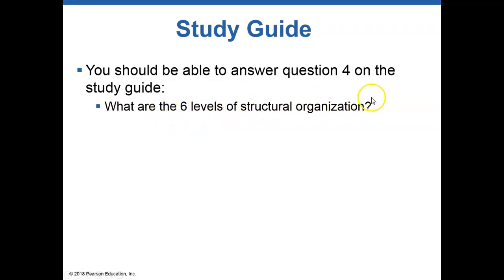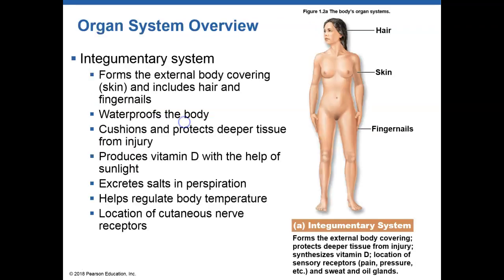So now you should be able to answer the question about what the 6 levels of organization are. And with that, you should also be able to tell me the level of organization that is considered living. Let's look at those 11 organ systems I just talked about.